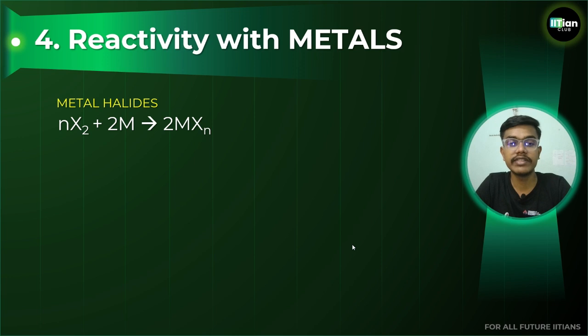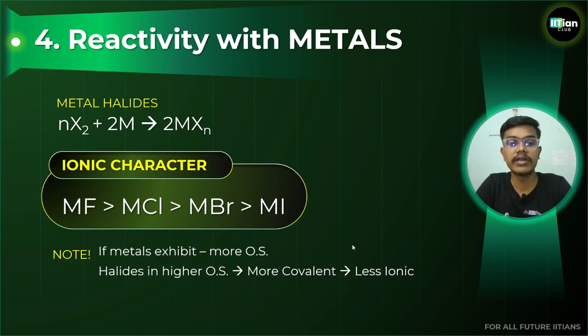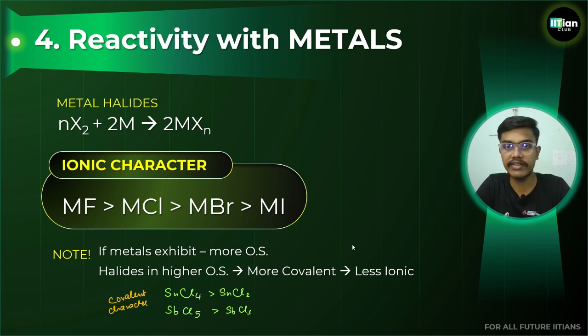And next we have reactivity with metals. They form metal halides, and the ionic character of these metal halides decreases down the group. And if a metal exhibits more than one oxidation state, halides in higher oxidation state are more covalent and hence less ionic. Let's take an example, SnCl4 and SnCl2. In SnCl4, Sn is in the +4 oxidation state. So the covalent character is higher for SnCl4 and the ionic character is less for it. I hope you got it. And with that, we conclude group 17 and we move on to inert gases, group 18.